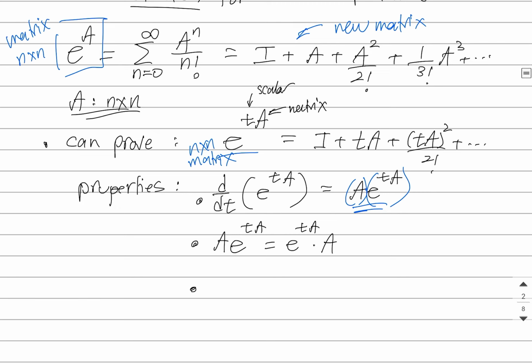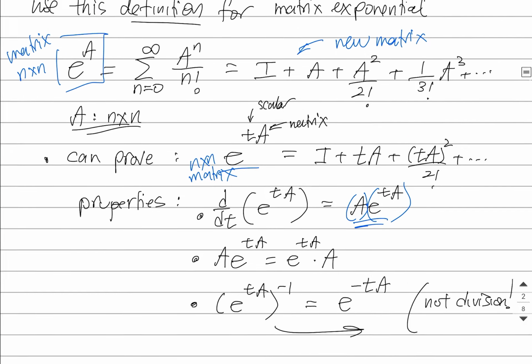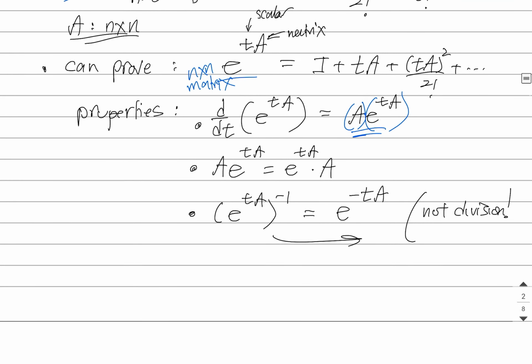Finally, the other property that you can prove is that if you wanted to take the inverse of this exponential matrix, it would be the same as putting a negative scalar t in the front there. Now note, this is not division, right? A -1 power is not division here because it's not defined for matrices. There's no such thing as matrix division. That's what the inverse does.